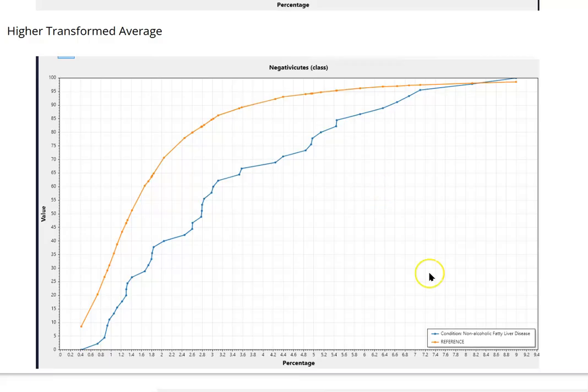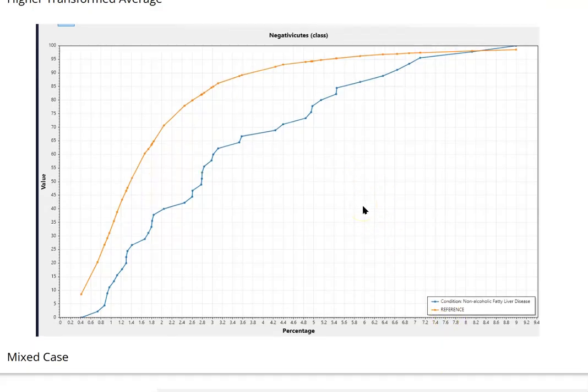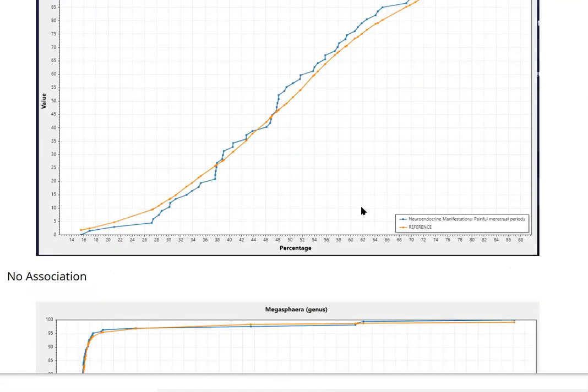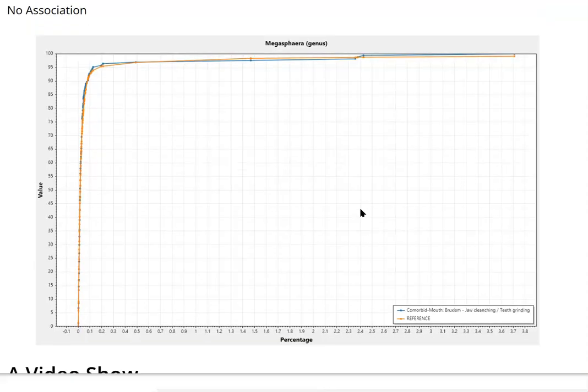This one is for non-alcoholic fatty liver disease. Go down further, and we get a mixed case where for low values, it's on one side, and for higher values, it's on the other side. It's confusing, and of course, the last case is when effectively the lines are on top of each other.